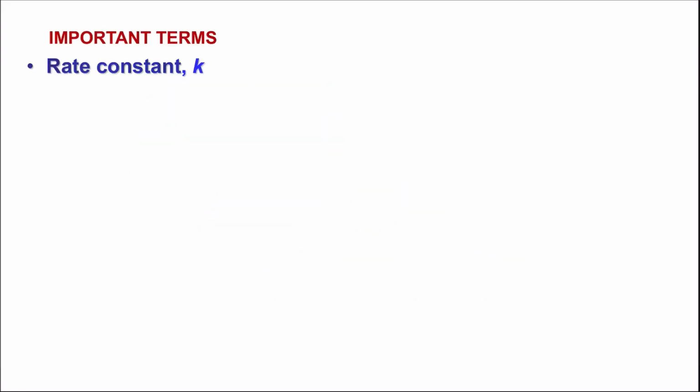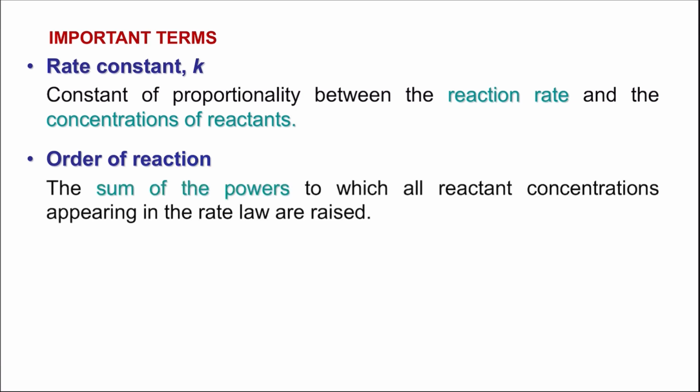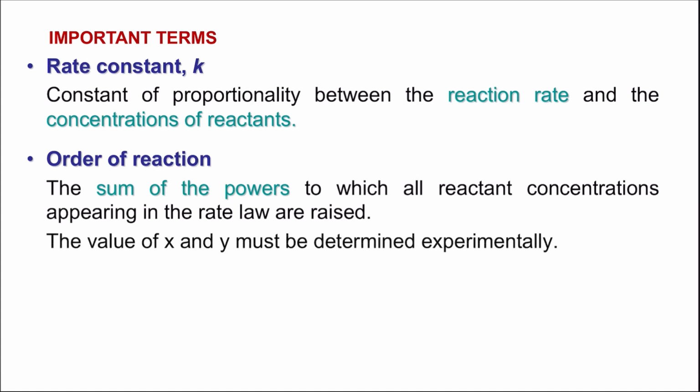So dalam rate law, important terms yang kita perlu tahu adalah rate constant, di mana constant of proportionality between reaction rate and concentration of reactant. Dan yang kedua adalah order of reaction. The order of reaction ni adalah sum of the powers to which all reactant concentrations appearing in the rate law are raised. Dan kita biasa guna dia dalam bentuk unknown. Unknown yang biasa kita guna adalah X ataupun Y kalau dia tidak beri nilai. Kalau dia beri nilai, kena tulis nombor lah. Kalau dia tak ada nilai, kita biasa guna unknown X ataupun unknown Y. Dan kedua-dua value X dan Y mesti determine secara eksperimen.